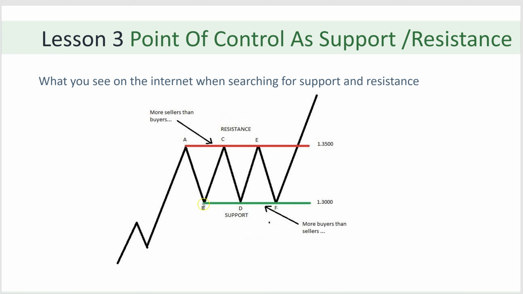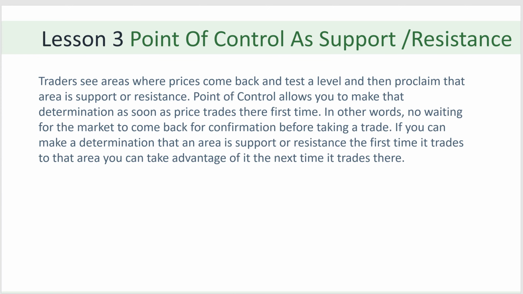Maybe there's something when you hit point B in the order flow, in point of control specifically, telling you there's support here, so that when it comes down towards D, you can be a buyer again to trade it back up to E. That's the power of point of control. So in other words, you're not waiting for the market to come back for confirmation before taking a trade. If you can make the determination that an area is support or resistance the first time it trades in that area, you can take advantage of the next time it trades there.